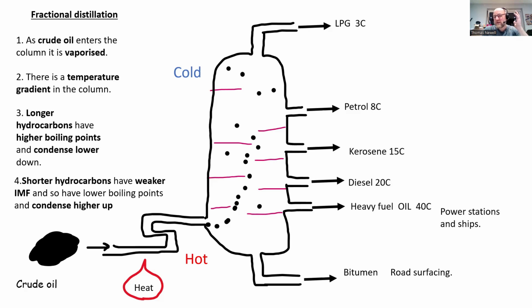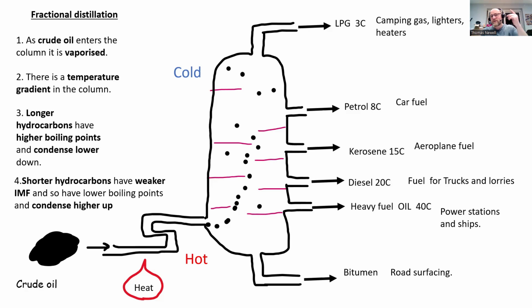Heavy fuel oil is used in power stations, so we get a lot of our electricity from burning fuel oil, and it's used in big ships, container ships that transport cars and other cargo around the world. Diesel is used for fuels in trucks and lorries. Kerosene is for aeroplanes, and petrol, the most valuable one to have in your crude oil, is used as car fuel. And finally, at the top, we've got gas. So gas in lighters, your cigarette lighters, your camping gas, barbecues, heaters, those kind of gases, they're coming out at the top. That LPG can also be called natural gas.